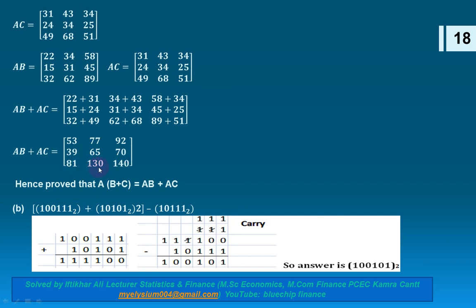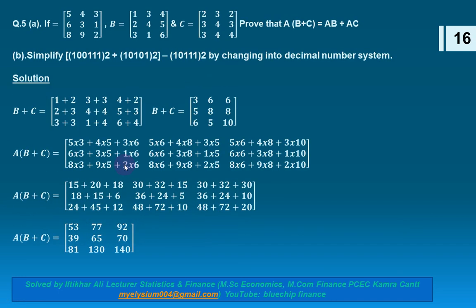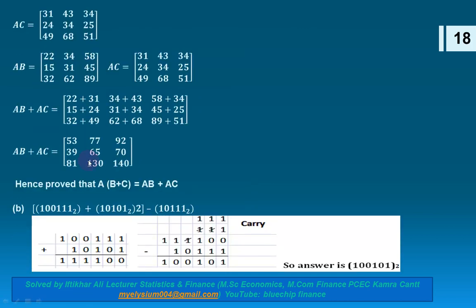81, 130, 140. This is the answer. So it is just equivalent to this one. So we can say that A multiplied by B plus C is equal to AB plus AC.